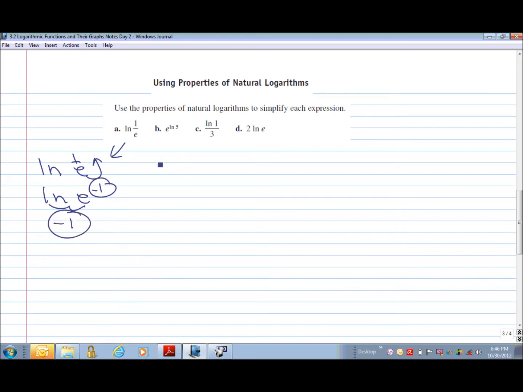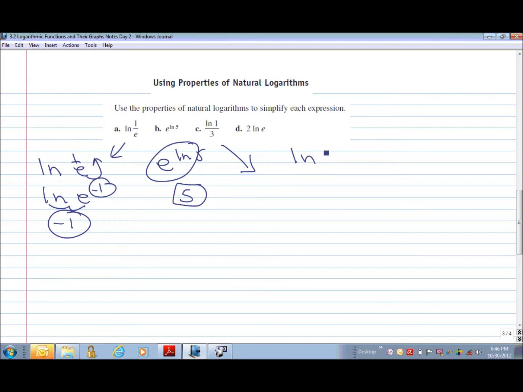Let's take a look at the next one. This is e to the ln 5. Again, e and ln sort of undo one another, and therefore this would be equal to 5 would be my answer. Part C. We have ln 1 over 3.